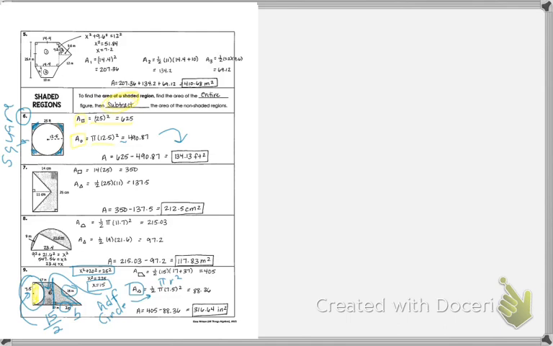Last piece. Once you have the area of the trapezoid, you subtract the area of the half circle, and you're left with your answer right here.